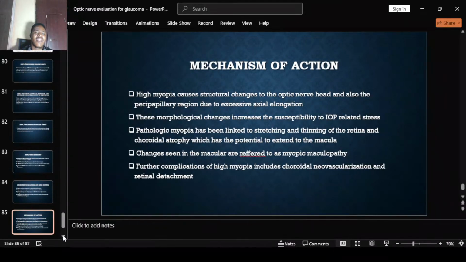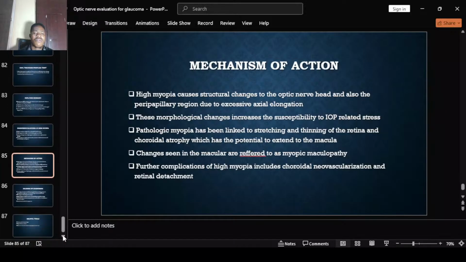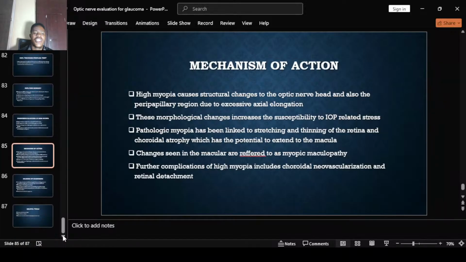So let's quickly look at the mechanism of action. High myopia causes structural changes to the optic nerve head and also the peripapillary region due to excessive axial elongation. These morphological changes increase the susceptibility to IOP related stress. Pathologic myopia has been linked to stretching and thinning of the retina and choroidal atrophy, which has the potential to extend to the macula. Changes seen in the macula are referred to as myopic maculopathy, and further complications of high myopia include choroidal neovascularization and retinal detachment.